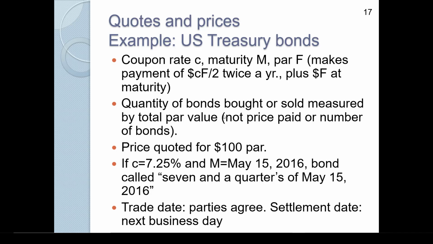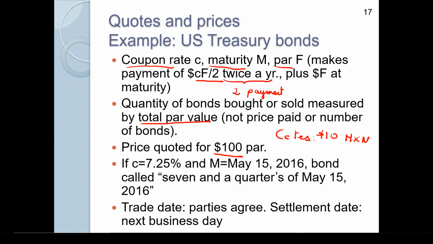To understand the bond basics, we need to know that a bond is made out of the coupon rate, maturity in years, and a par value, and then this bond is going to make a coupon payment of the coupon times the face value over 2, because it is assumed that a bond is going to make 2 payments per year, plus the face value at maturity. The quantity of bonds bought or sold is going to be measured by the total par value. In general, the par value is $100, and in Mexico you have CETES, and in the case of CETES, the par value is equal to 10 pesos.